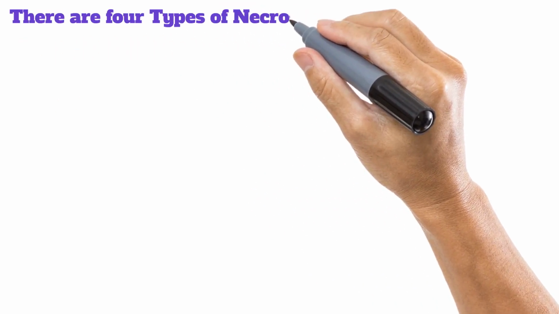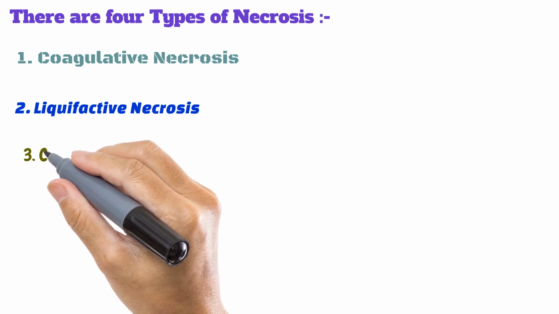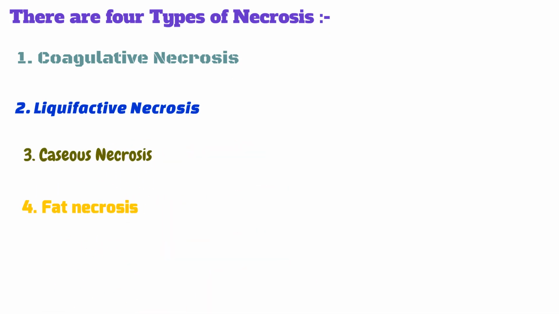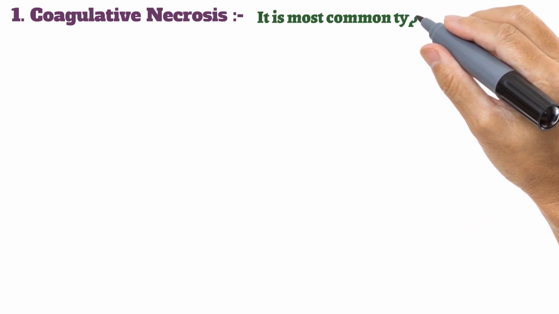There are four types of necrosis: coagulative necrosis, liquefactive necrosis, caseous necrosis, and fat necrosis. First is coagulative necrosis. It is the most common type of necrosis.